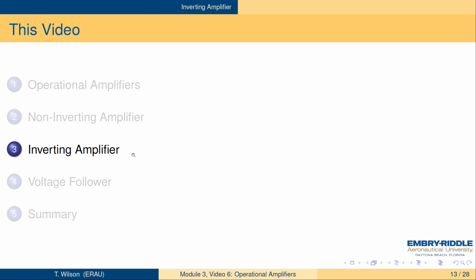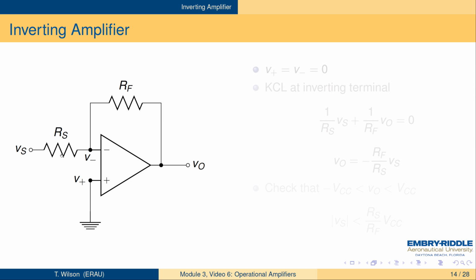Okay, let's look at the inverting amplifier. This is a different configuration. Notice that the inverting terminal is shown on top here, the non-inverting on the bottom. The non-inverting is tied to ground, which is going to tie V plus to 0, which makes V minus equal to 0.